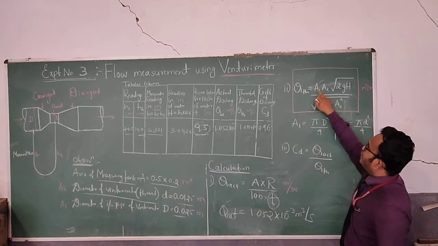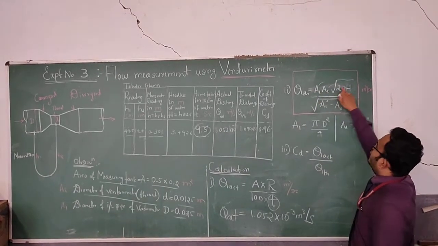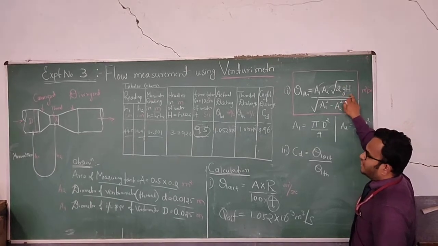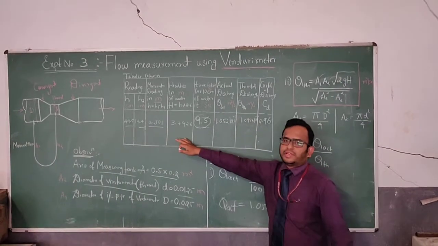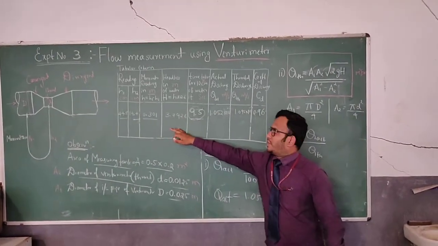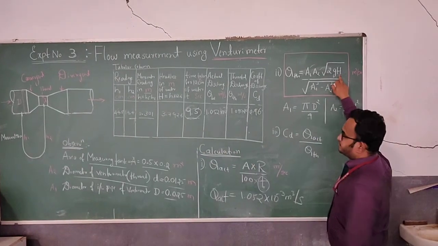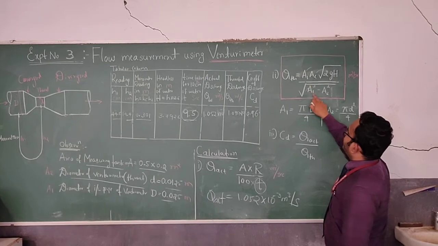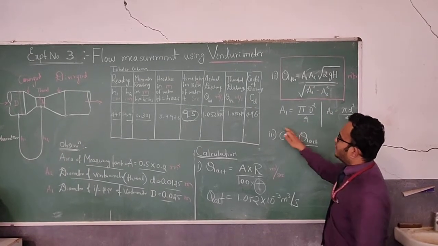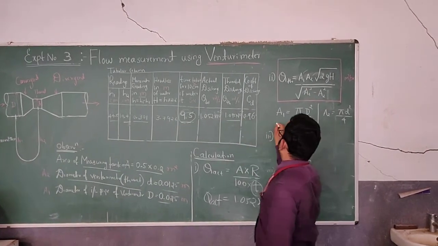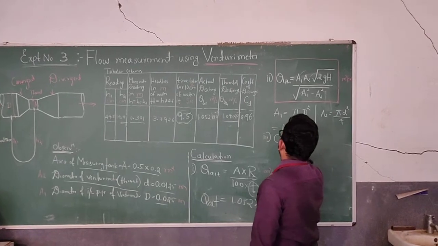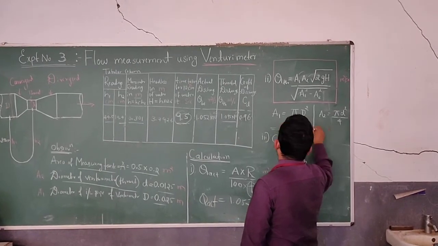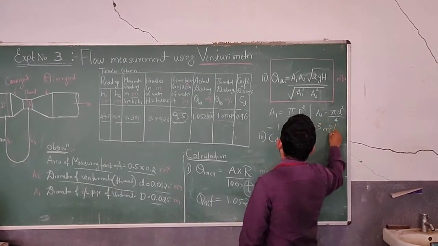We are substituting the values in A1 and A2. Then square root of 2 into g into H. This H is nothing but the head loss in terms of meter of water, so you have to substitute that H here. After substituting, you take the square root of A1 square minus A2 square, and we are getting a value of 1.095 into 10 raised to minus 3 meter cube per second.